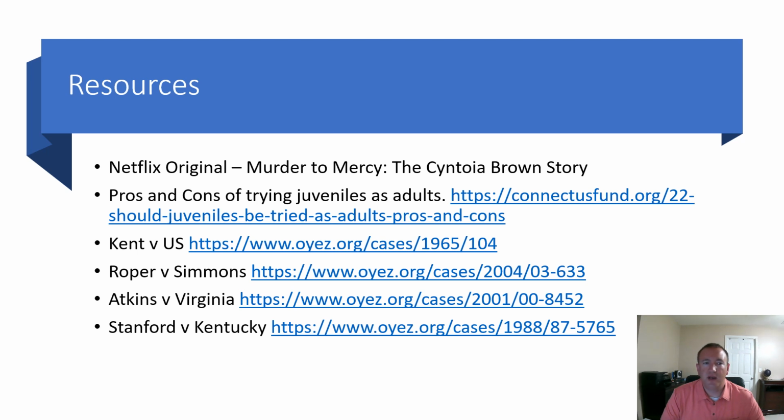So for the resources here, there are some court cases. I'll go ahead and put those in the description below. There's a link for pros and cons of trying juveniles as adults, which will certainly come in handy whenever you are making your argument for or against. And then there's also this interesting Netflix original, Murder to Mercy. Check that out. This girl was convicted of murder when she was 16, and she was later released because she was sentenced to life in prison and tried as an adult when she was 16 years old. So go ahead and check that out.